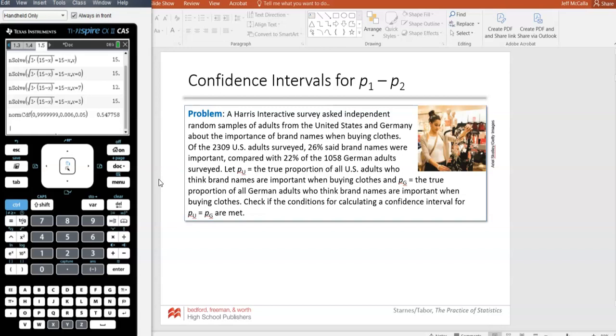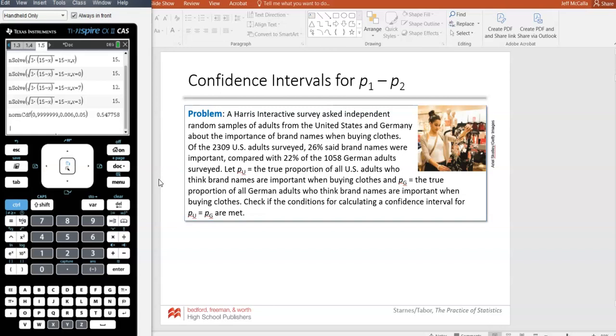A Harris Interactive survey, at least check the conditions here. It asked independent random samples of adults from the United States and Germany about the importance of brand names when buying clothes. Of the 2,309 U.S. adults surveyed, 26% said brand names were important, compared to 22% of the German adults who were surveyed. So we're studying the true proportion of all U.S. adults who think brand names are important, or the true proportion of all German adults who think brand names are important when buying clothes. So Germans think differently than U.S. adults. Check if the conditions for calculating a confidence interval for those are met.